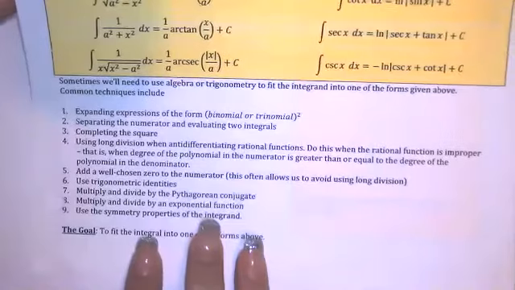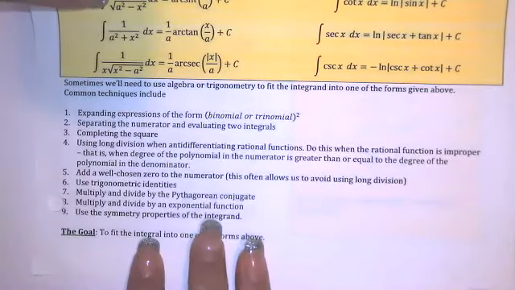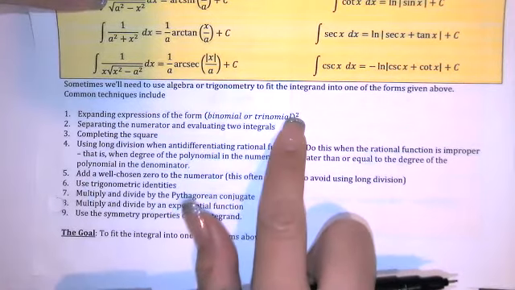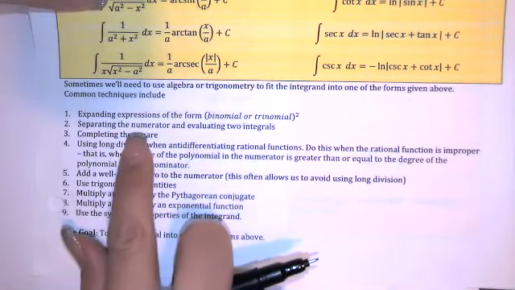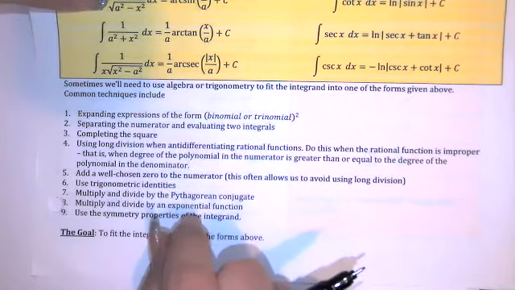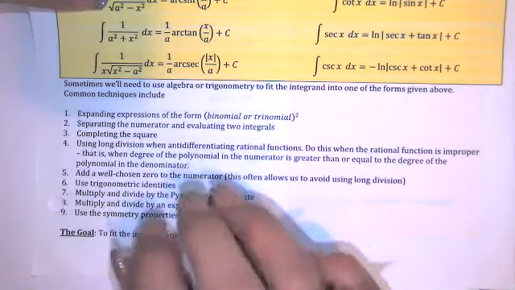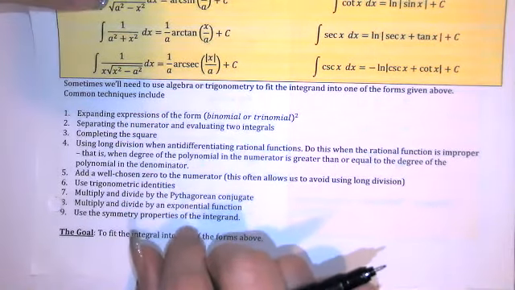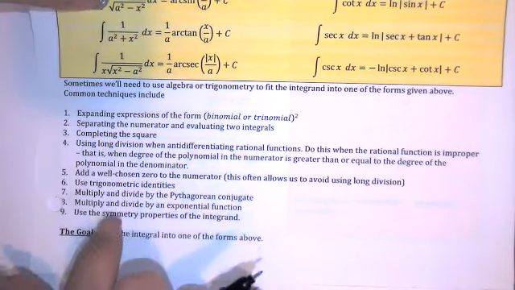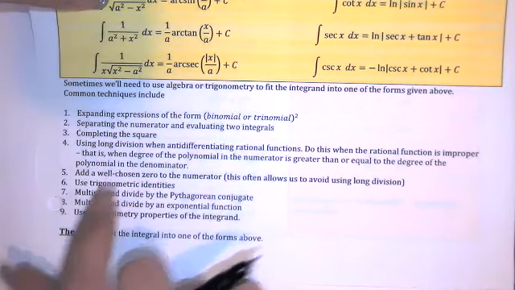Now at the bottom of the sheet, I gave you some common techniques for algebraic manipulation. Today we talked about expanding binomials or trinomials squared. We talked about separating the numerator. There are multiple terms in the numerator and just one term in the denominator. You might separate the numerator and evaluate 2 or more integrals depending on how many terms you had in the numerator. We'll do this in Calculus 2.